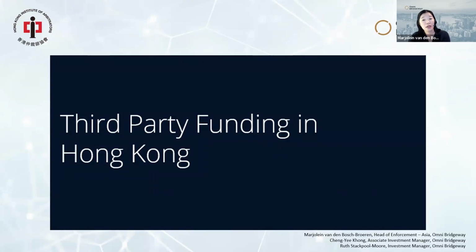And if you are considering third-party funding for your dispute, we would perhaps recommend that you're careful to choose very experienced and well-financed funders who have the relevant expertise and knowledge and with whom you're comfortable working, to try and ensure, as far as possible, a successful outcome.